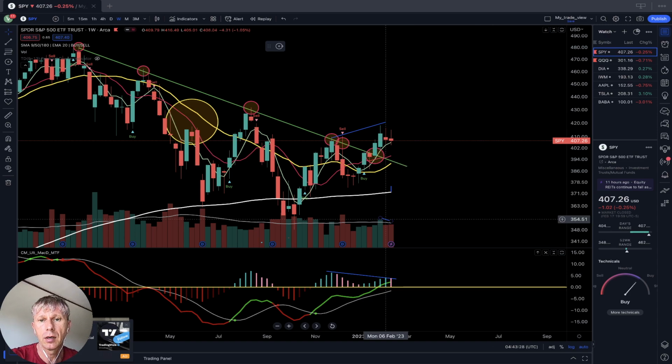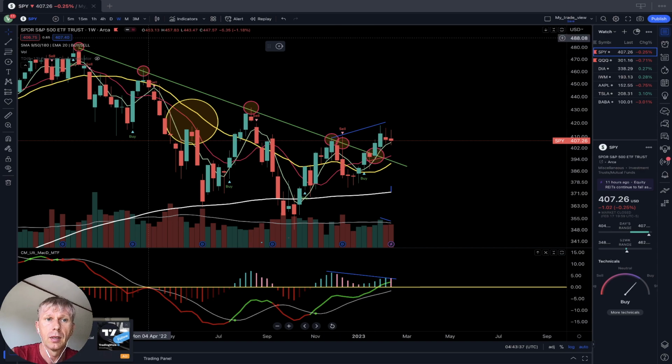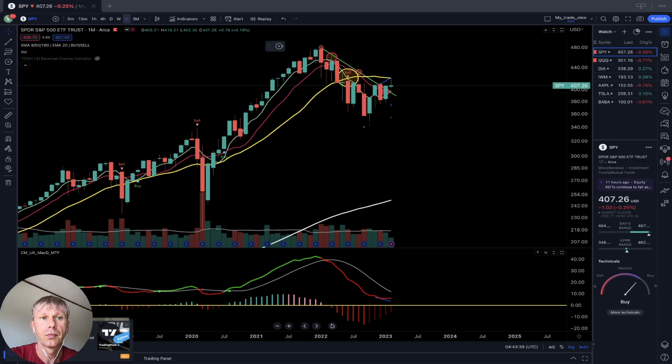On weekly, you see we have moving average is bullish, MACD bullish. It's a 98% bullish trend on weekly time frame. On monthly, it's a 50-50 because MACD is still red.